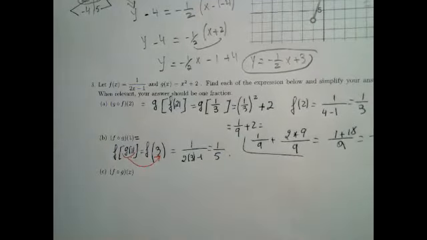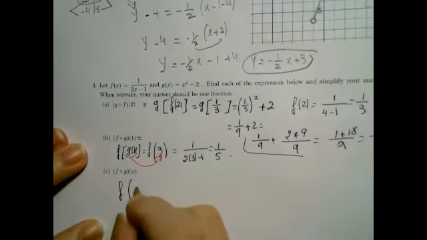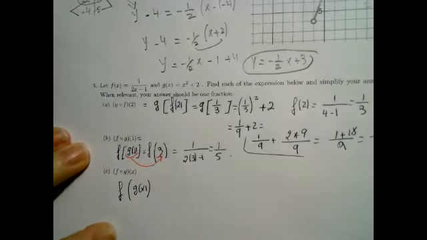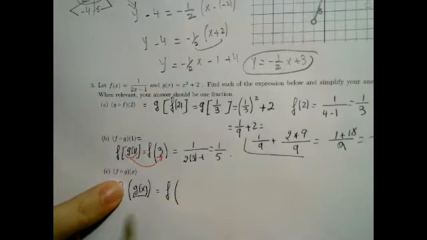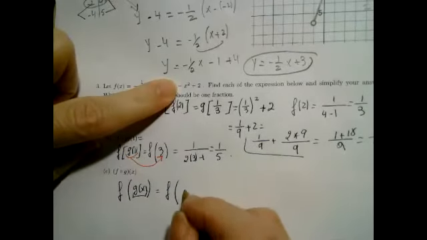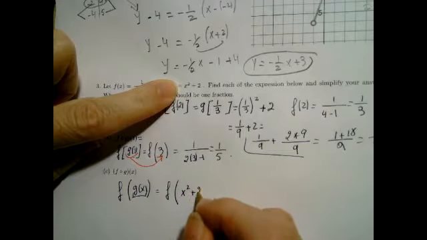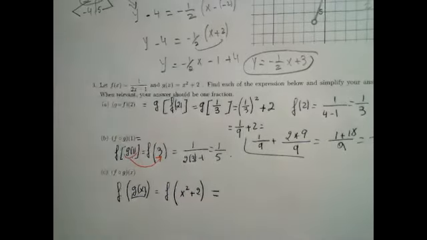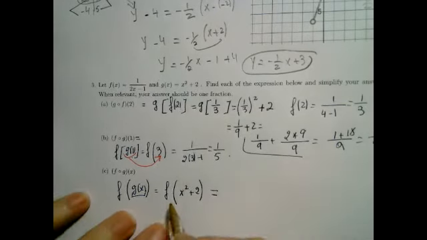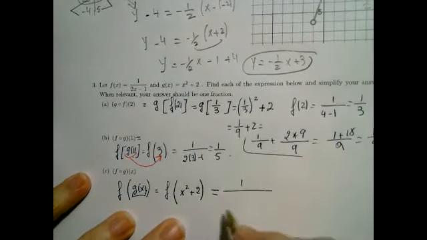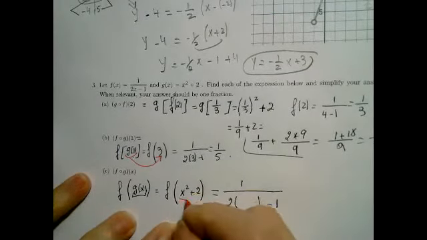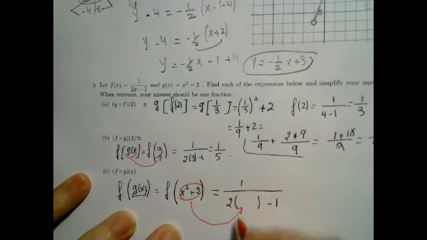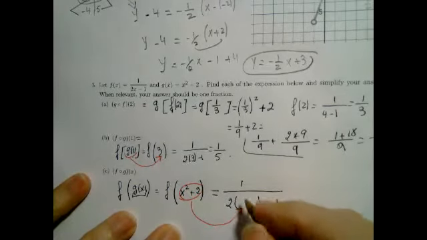F composed with G of x. All right, this is equal to f of G of x. So this is equal to f of, what is G of x? What does G do? It's f of x squared plus 2. Okay, this is equal to what? What does f do? It's 1 over 2 times the input minus 1, which means this here will have to go right here. So it's x squared plus 2.